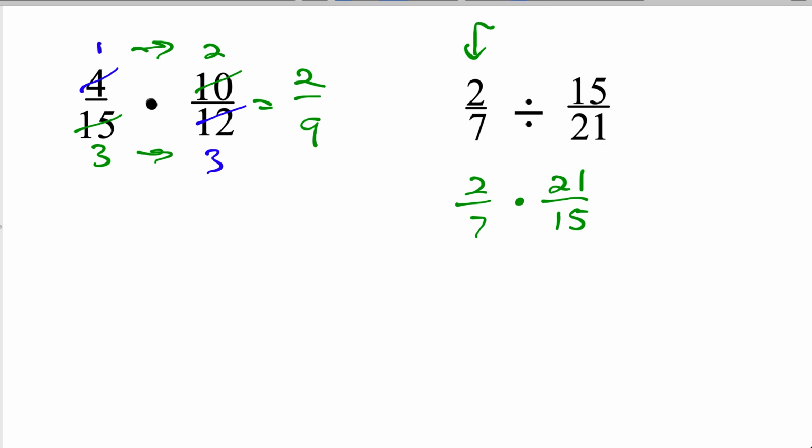Now the same rules apply, now that I have multiplication. So now I can reduce, divide by 7, divide by 7. Okay, and now I can also divide straight up and down. Divide by 3, divide by 3. And now multiply straight across.